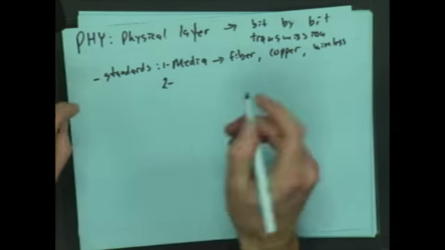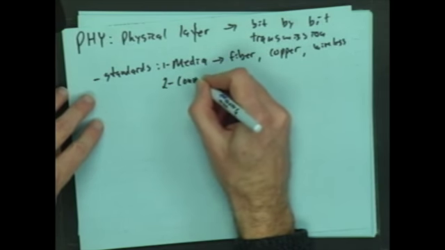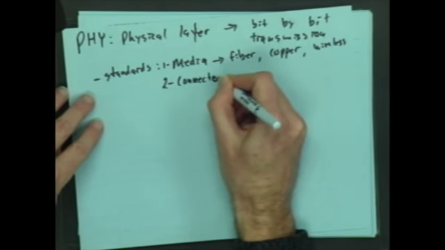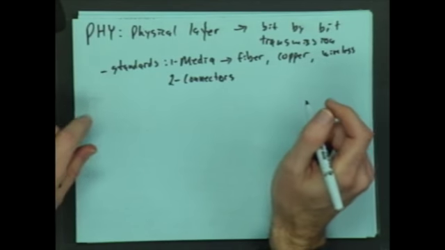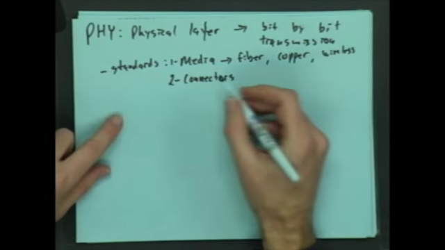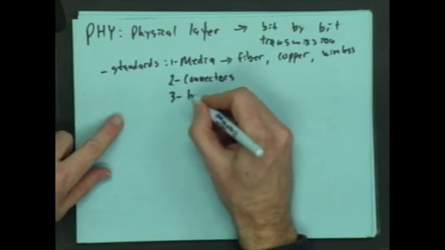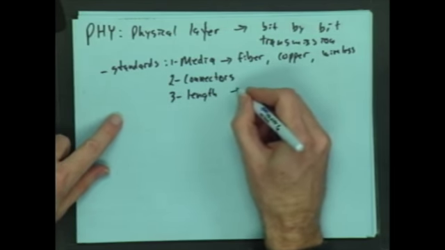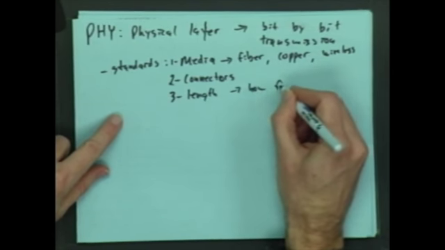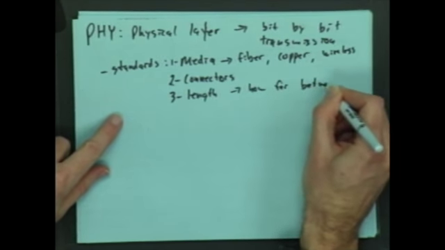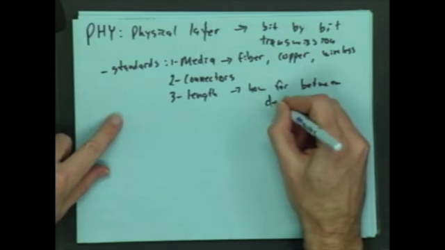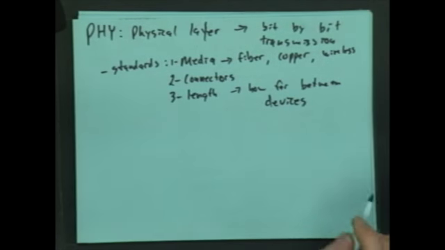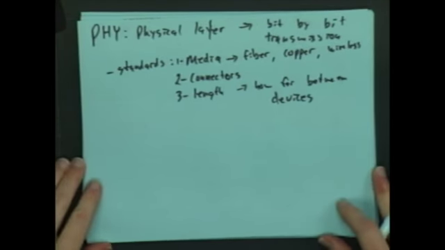Standards have to do with the connectors. Okay, and we'll look at some connectors as we go on. And the third thing that standards generally do, there are a lot more, is the length. This is how far between devices. So length is an important thing at the physical layer. And we'll get into that right now, because we are just that excited.